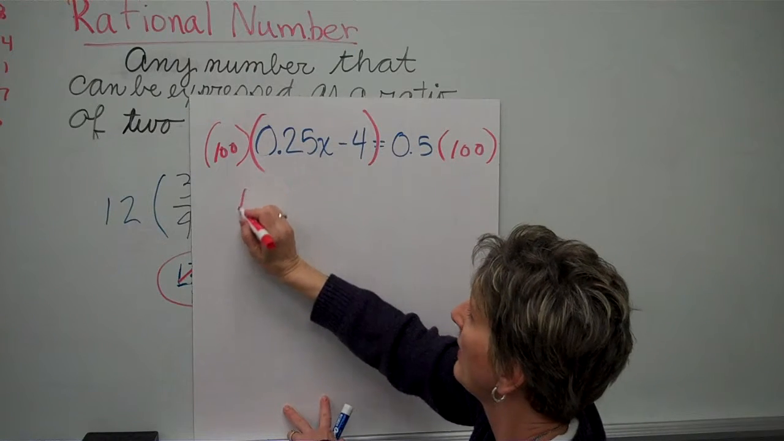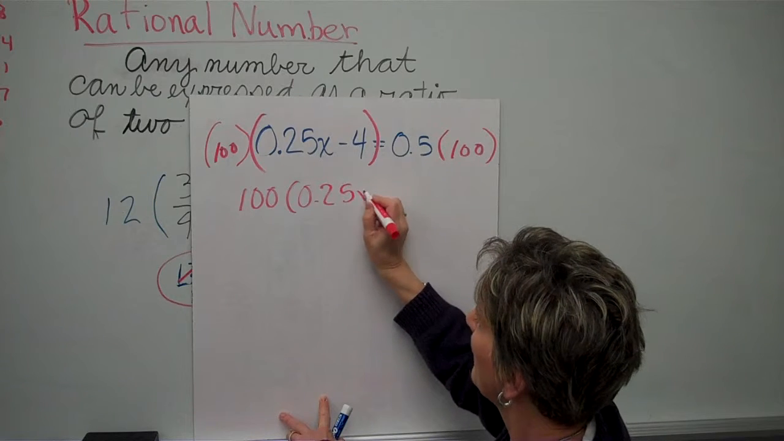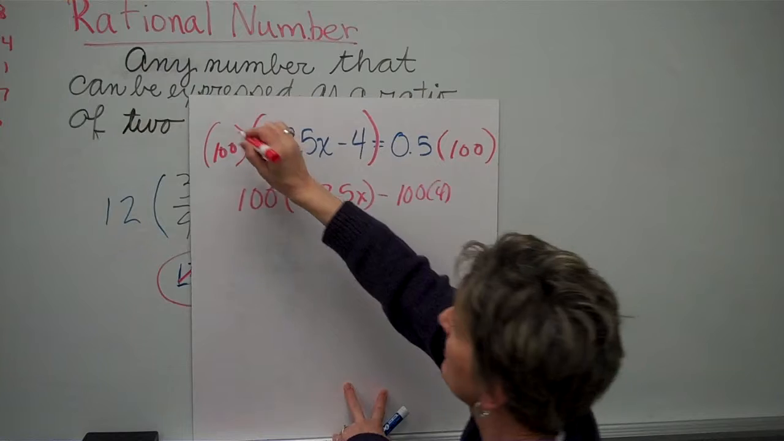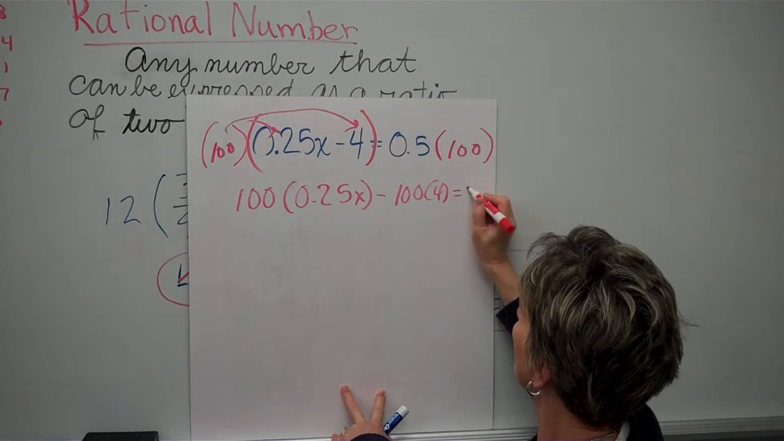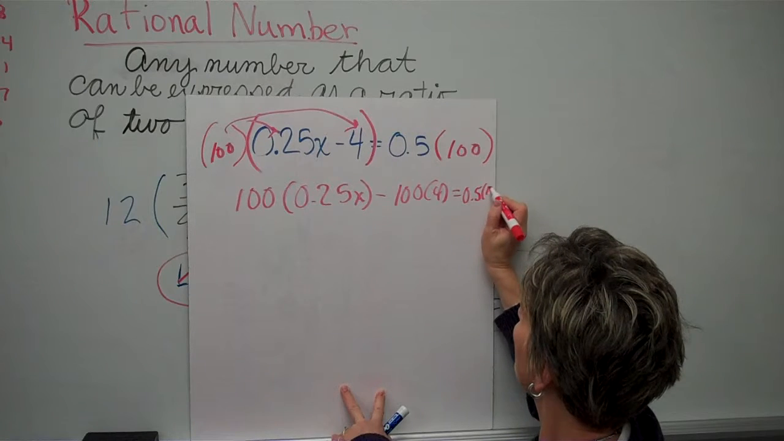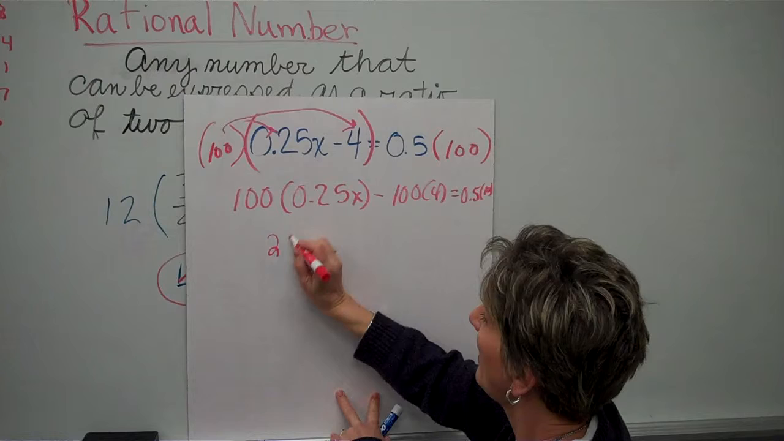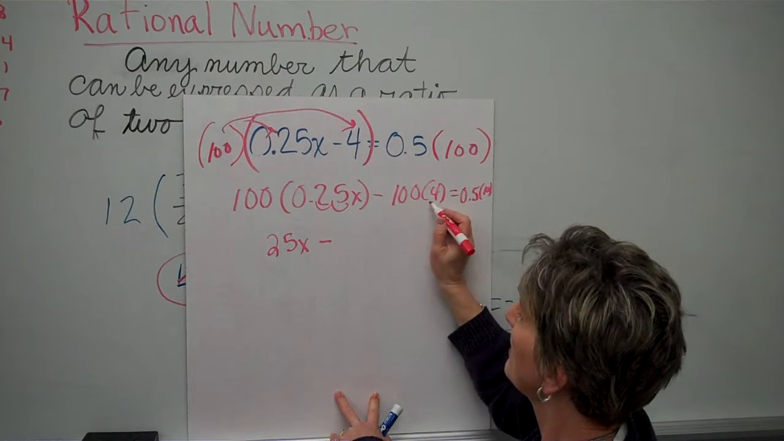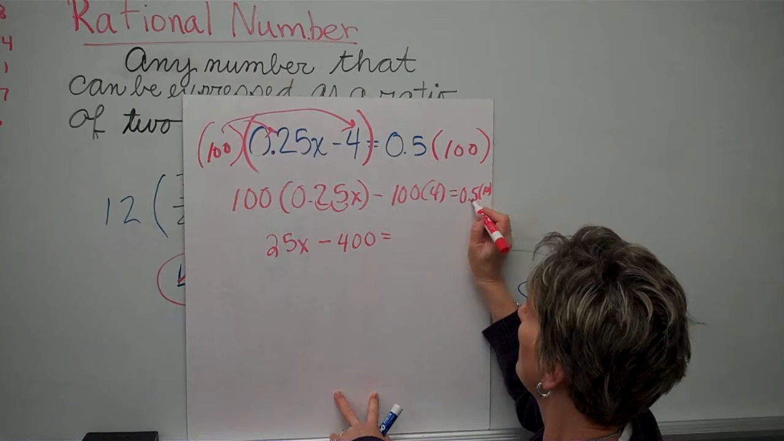When I do so, I get 100 times 0.25x minus 100 times 4 because I'm distributing. That's how you distribute. And that equals 0.5 times 100. All right? So 100 times 0.25 is 25x. It moves that decimal point over 2 spots. Minus 100 times 4 is 400 equals 0.5 times 100.